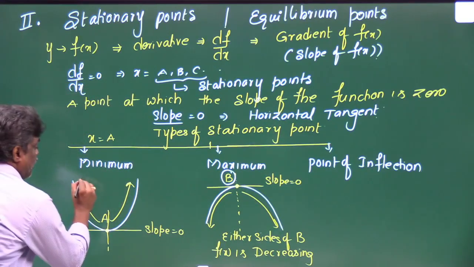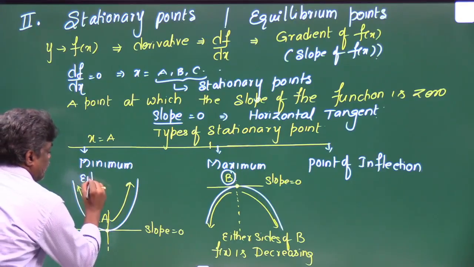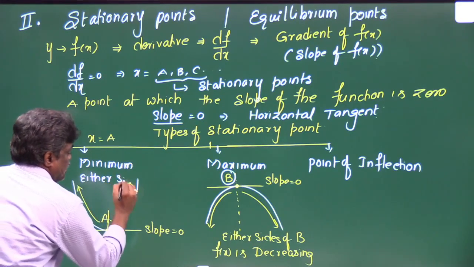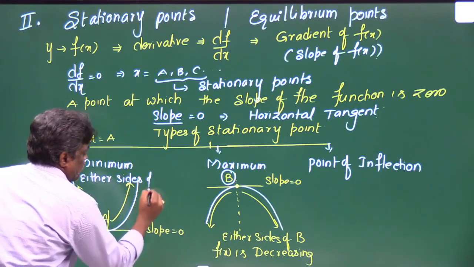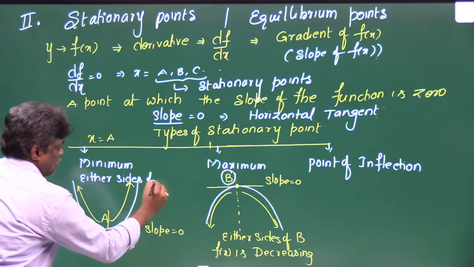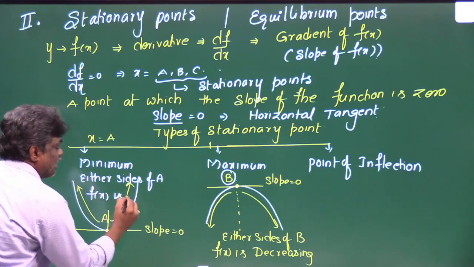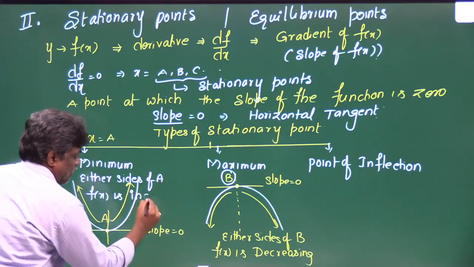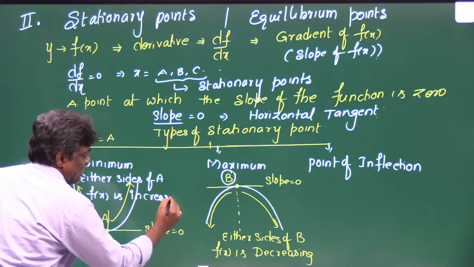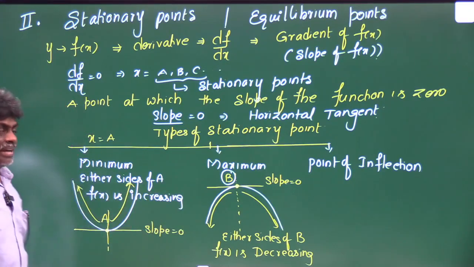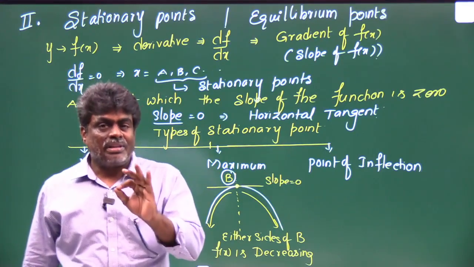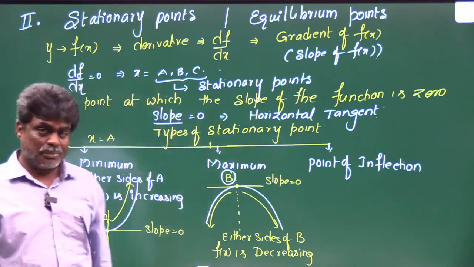And here, on either side of a, f of x is increasing. That's why at x equal to a, the function has a minimum value.